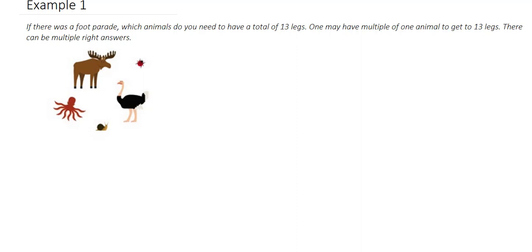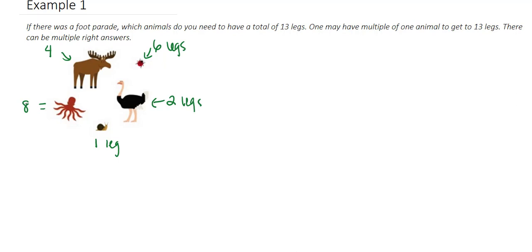Right here we have a moose, which would have 4 legs. We have a ladybug, which would be 6. We have an ostrich, which would have 2 legs, right? These are all for the legs. Now, in case you didn't know, a snail technically has 1 foot, as they would say, so we can just say 1 leg. And then we have an octopus, which would be 8 legs. So how do we get to 13 legs using these different animals?